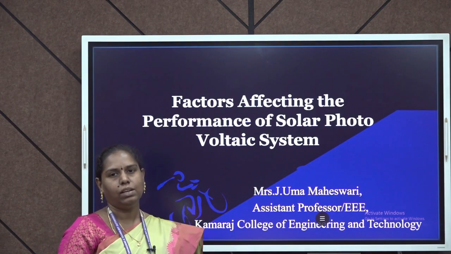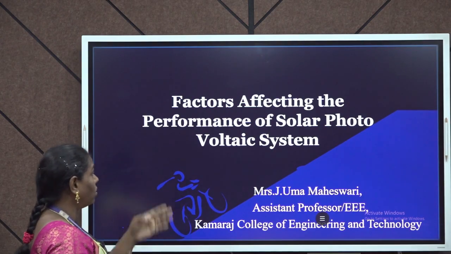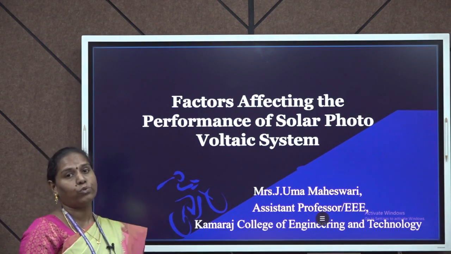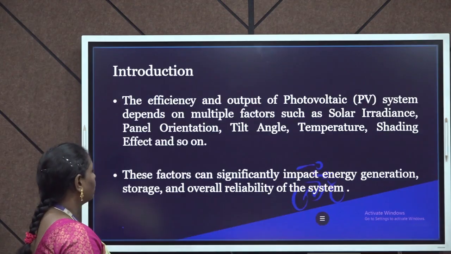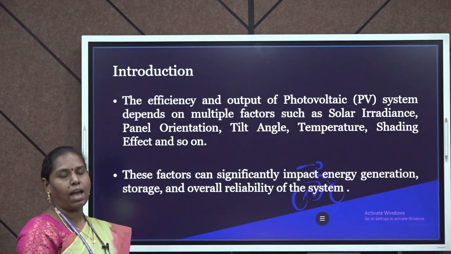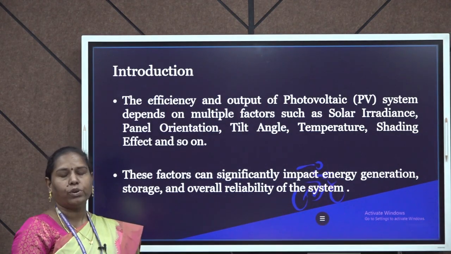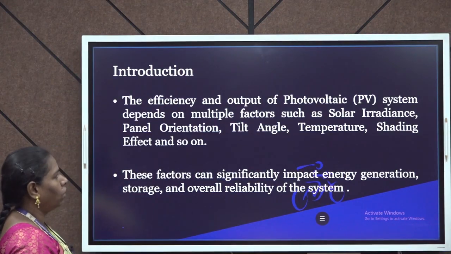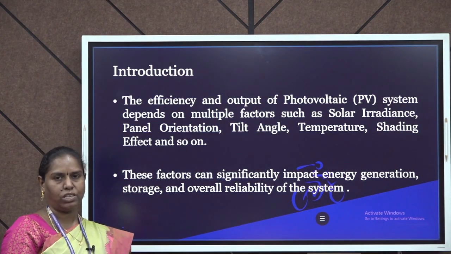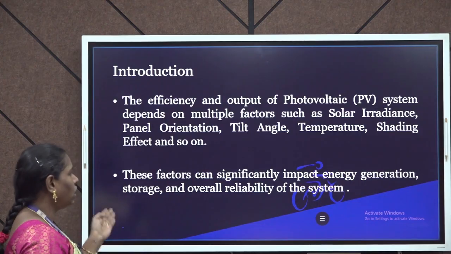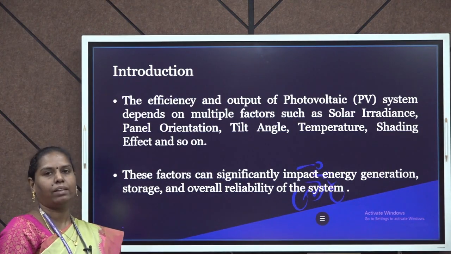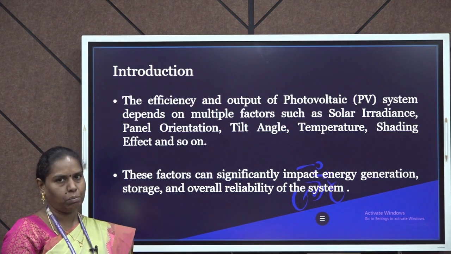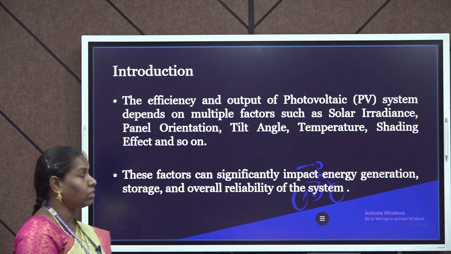In this session, we are going to see about the factors affecting the performance of solar photovoltaic system. The efficiency and the output of a photovoltaic system depends upon the solar irradiations, panel orientation, tilt angle, temperature, shading effect and so on. These factors can significantly impact the energy generation, storage ability and overall reliability of a system.